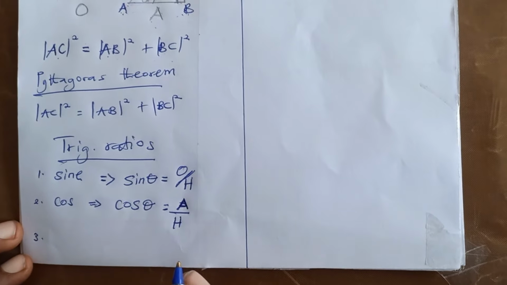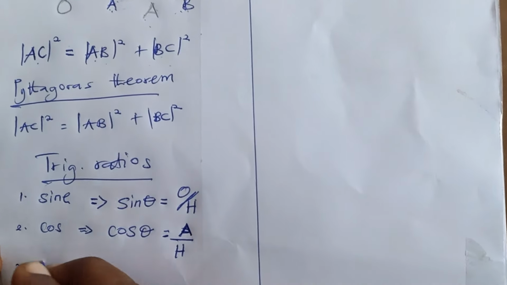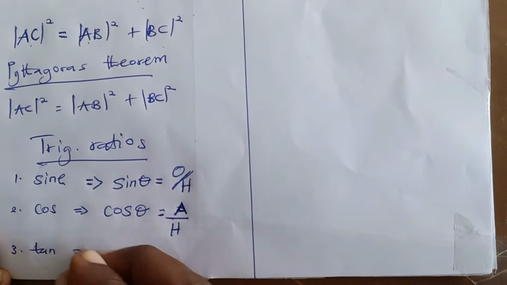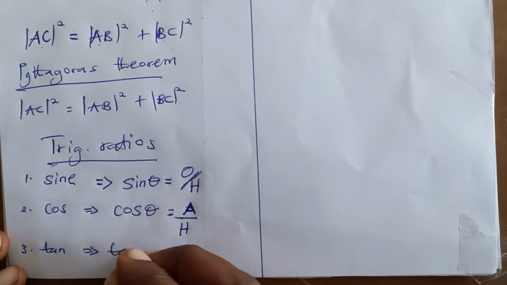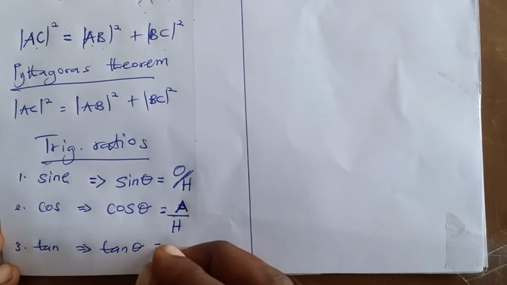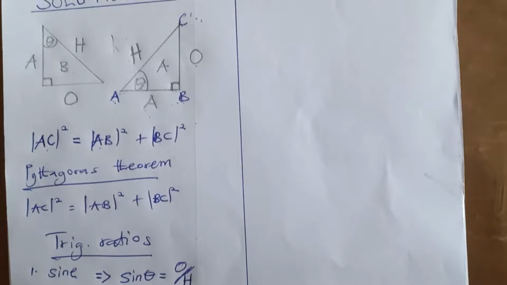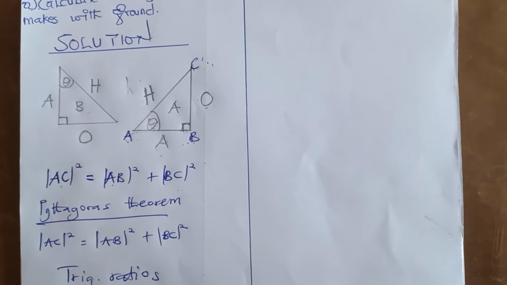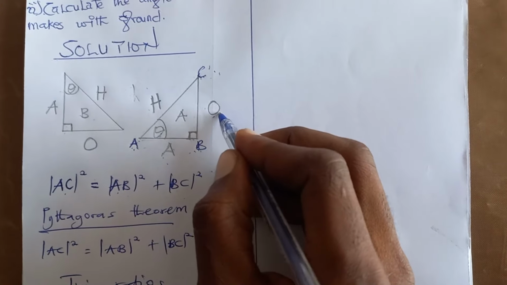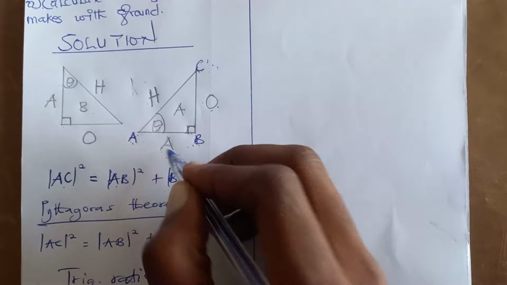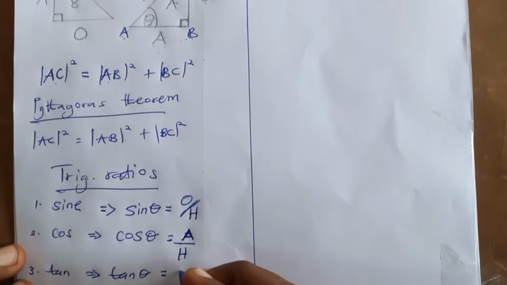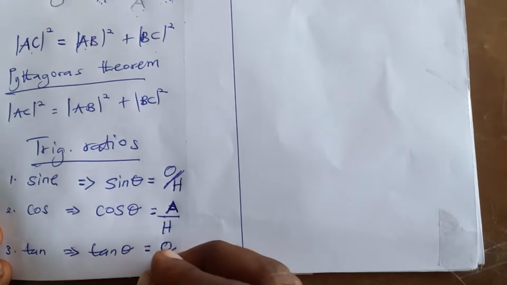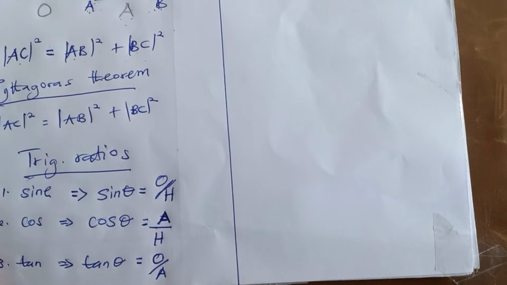Now, the last one, which is the tangent. So we call it tan. And this one says that tan theta is equal to opposite over adjacent. So we call tan theta now becomes opposite over adjacent.